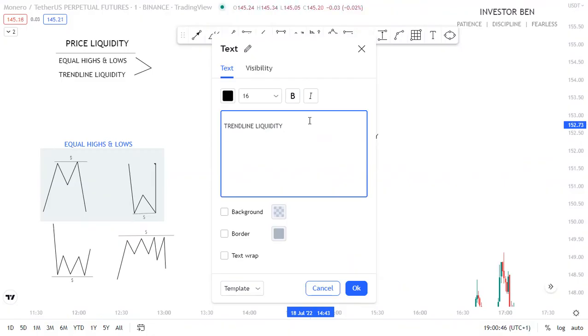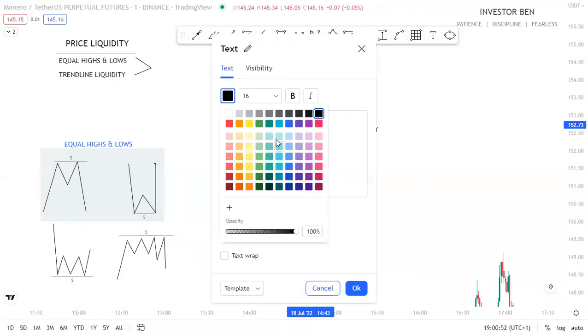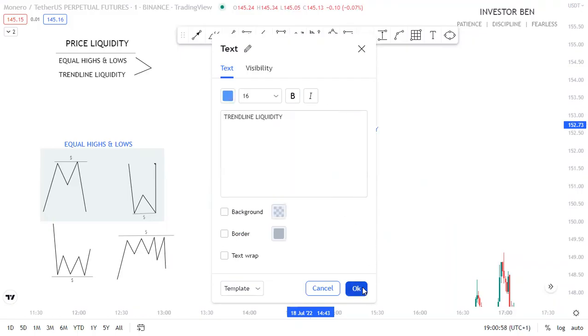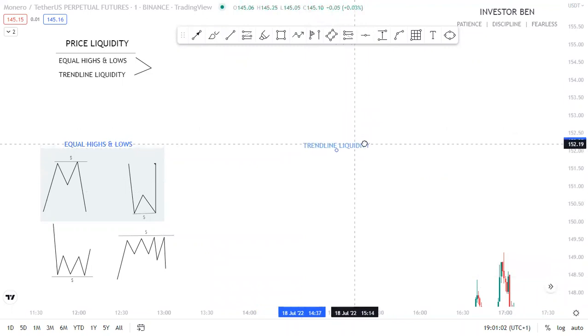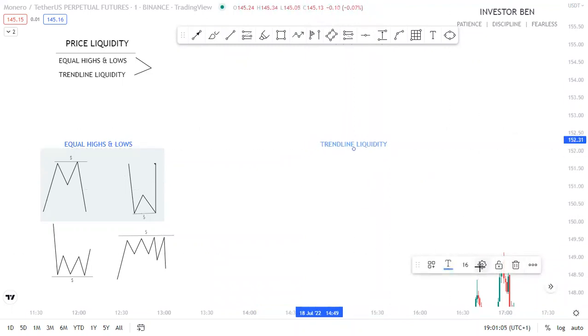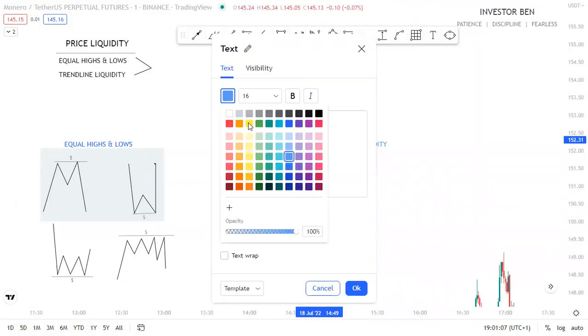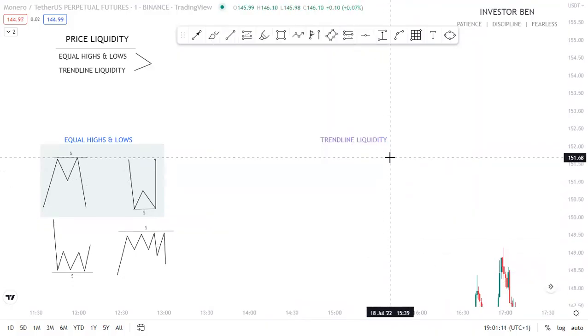Yeah, let's change the color to the same color as that. Was it this color or something like that? So I'm leaving it this way. So, coming to trend line liquidity, you have when price makes something like, let's forget about the color.